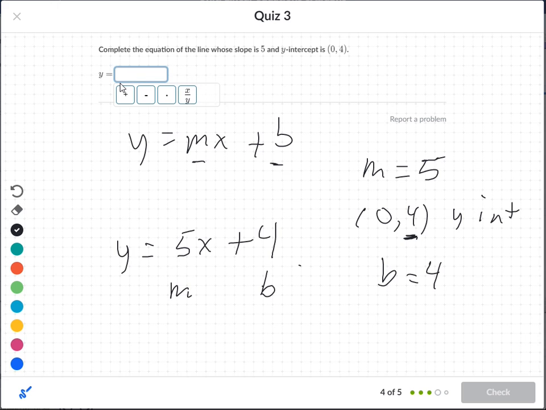Right here, the y's already in place, so I just want to go 5x, and that was a positive 5x. I'm going to press my plus sign, and then I'm going to go with 4. So the 5x plus 4, because the y is already there.